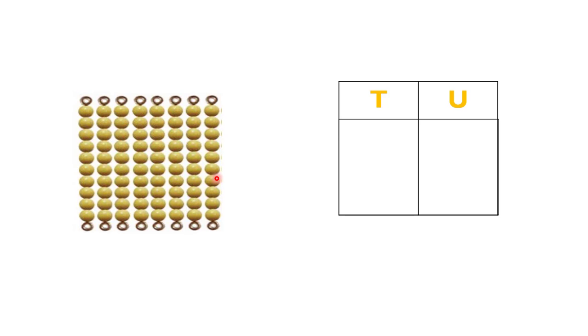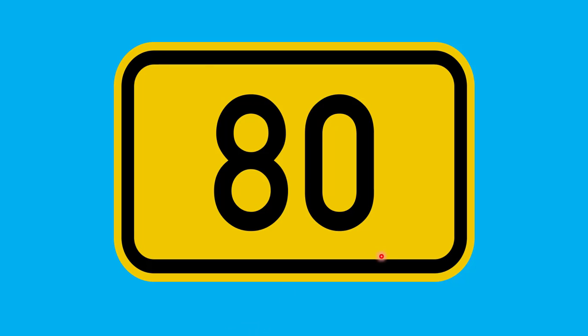So students, let's count all these bars. 1 ten bar, 2 tens bar, 3 tens bar, 4 tens bar, 5 tens bar, 6 tens bar, 7 tens bar, 8 tens bar, and 0 units. 8 tens and 0 units means 80. This is number 80.